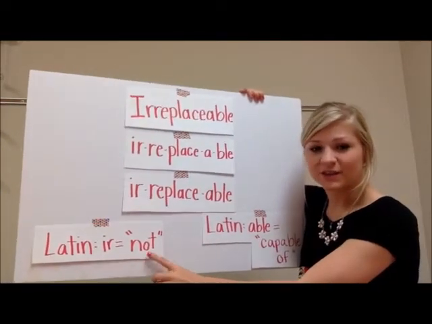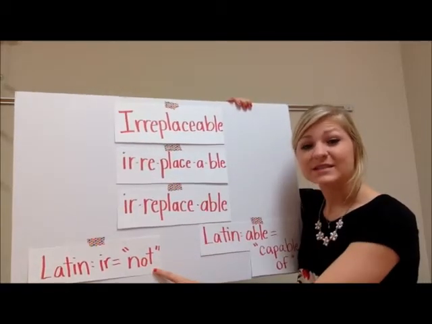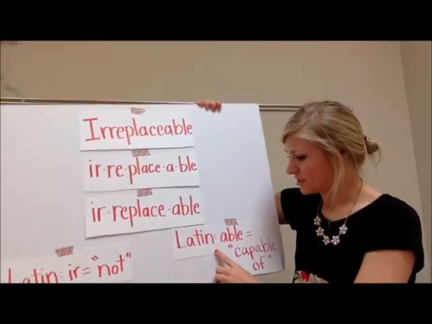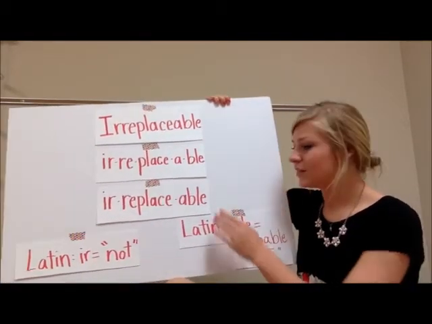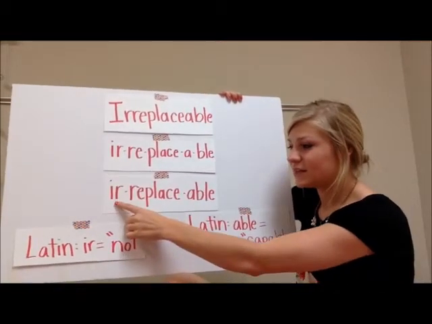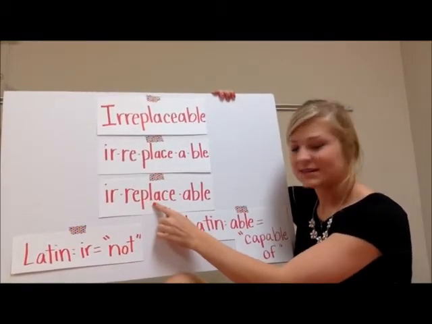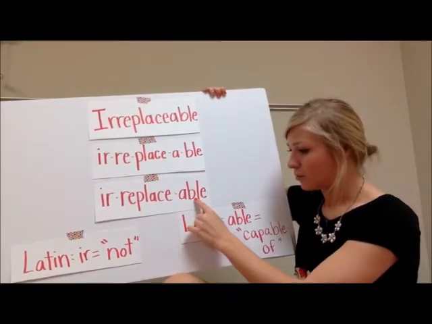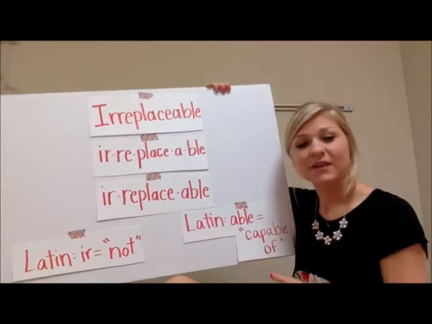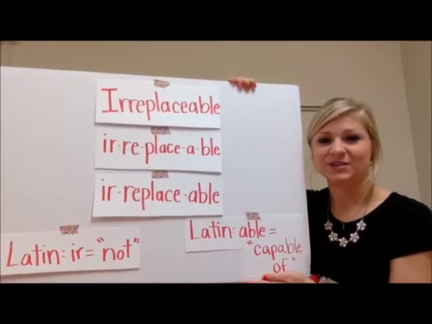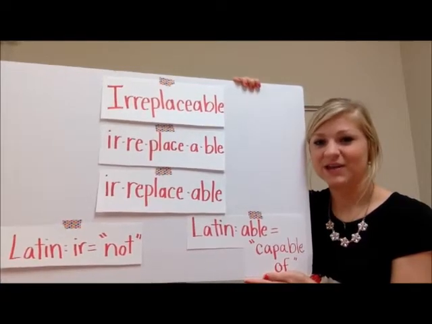If we come down here and we look at the Latin root of ir, it means not. And if we come around here and we look at the Latin root of able, it means capable of. When we put that back into the word, we can see that this means not, replace, able. So it cannot be replaced, whatever the thing might be. This is a great tool in helping students with their Greek and Latin root words, as well as their affixes. Vocabulary games and activities are also a great way to get students involved in the vocabulary that they are learning.